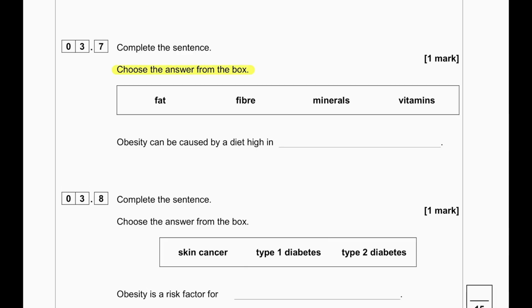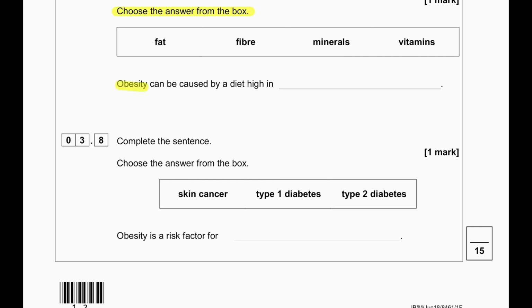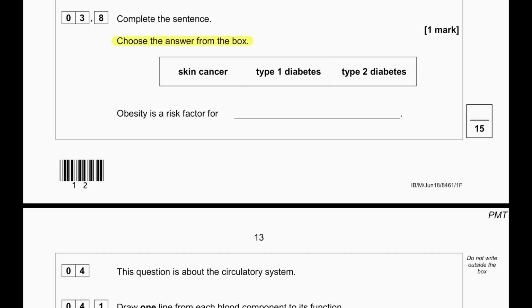Choose the answers from the box to complete the sentence. Obesity can be caused by a diet that is high in fat. If the diet is high in fat, then it can lead to excess deposition of energy within the body in the form of fat. Obesity is a risk factor for type 2 diabetes, because type 2 diabetes is a form of diabetes induced by life choices that we make. Skin cancer can be caused by, for example, ultraviolet light, and type 1 diabetes is a genetic condition, so that's why those answers cannot be chosen.